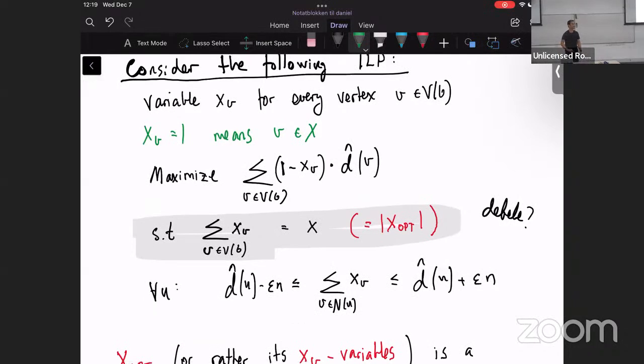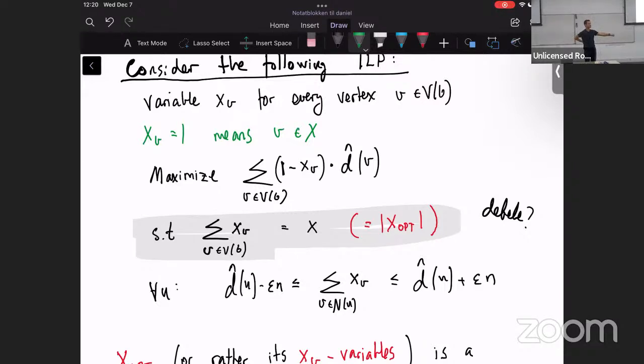I now have a variable x_v for every vertex. Yeah. Now I'm trying to maximize the size of the cut. What is the size of the cut, assuming that my degree estimates were okay? Well, it's the sum over all vertices that are not in the cut. So it's 1 minus x_v. And so if I'm not in the cut, I get my degree into X, then I should be getting d hat of v.